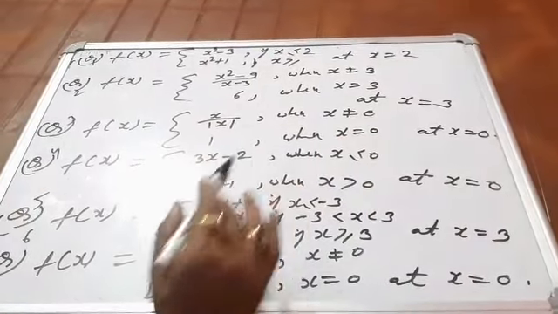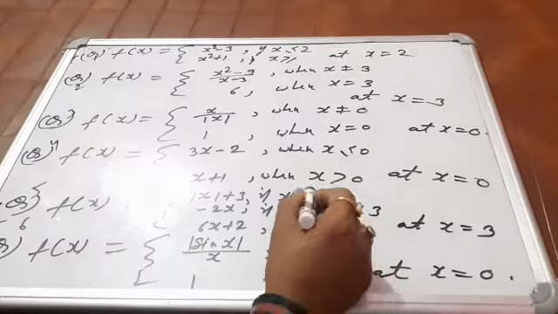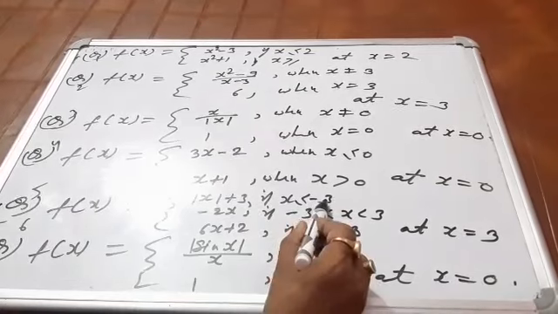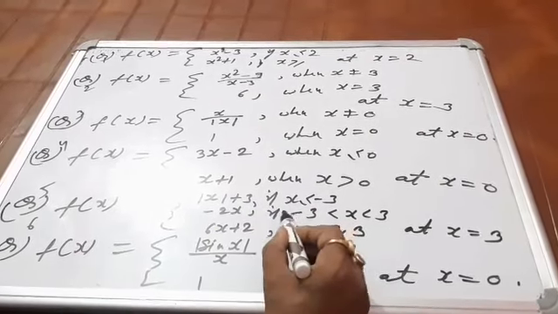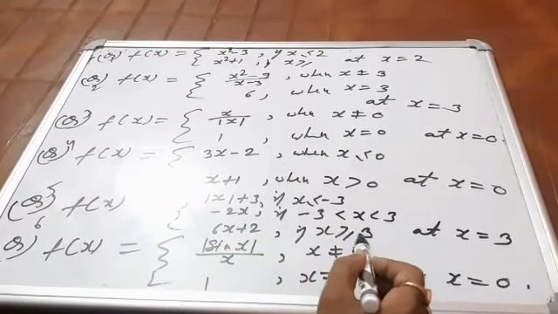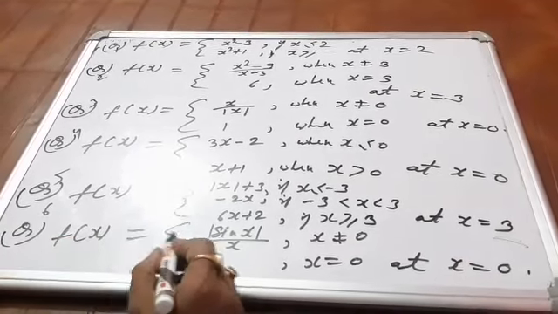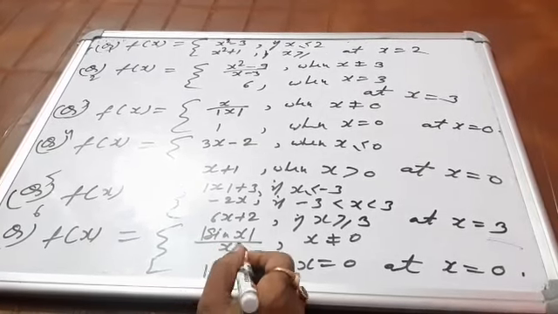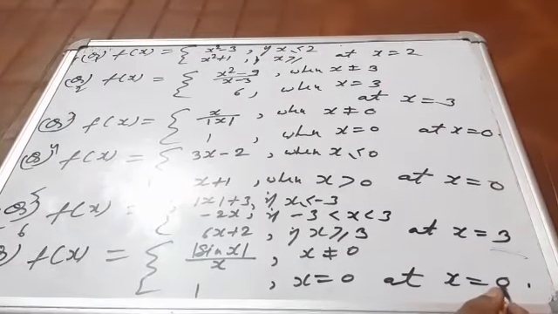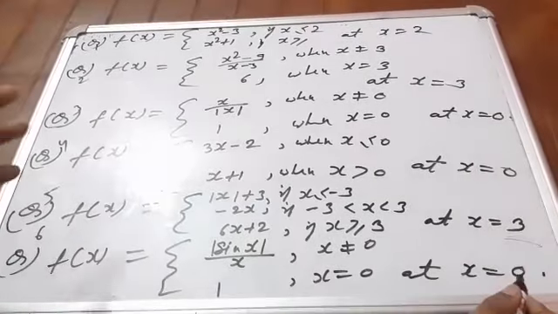Fourth: f(x) is 3x, minus 2x, plus mod x plus 3, with 3 conditions. First one, mod x plus 3 when x is less than or equal to minus 3. Second one, minus 2x if x is between minus 2 and 3, and third one is 6x plus 2 if x is greater than or equal to 3. At x equal to 3 you are going to test the continuity. And the last function, number 6, f(x) is equal to mod of sin x by x, and the second value is 1, at x equal to 0. Test its continuity at x equal to 0. Take one by one questions and solve accordingly and send it to me.